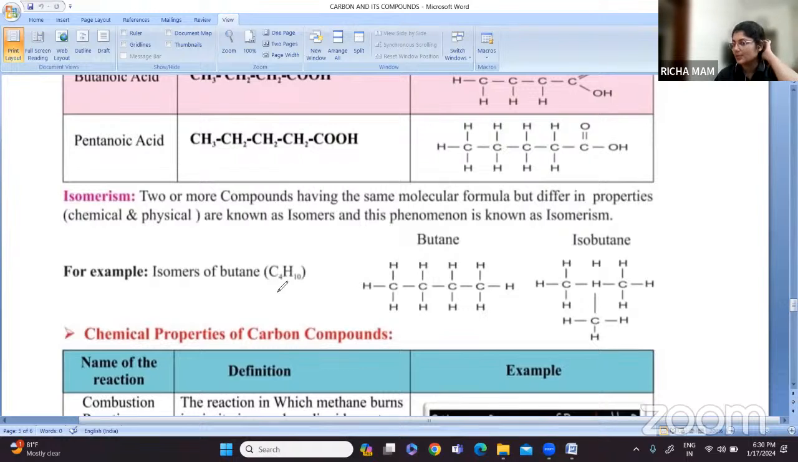Suppose I take two compounds. I take one compound, that is butane. What is butane? Butane is a saturated alkane with four carbon atoms. So I'm going to use this formula, that is CnH2n+2.